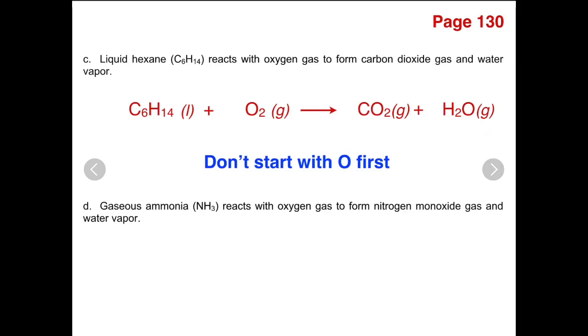Now, can we start with carbon or hydrogen? Either way, right? So you should be able to start with that. I'm going to start with, let's say, carbon then. So we have 6 carbon, so I'm going to add 6 right here. We have 14 hydrogen. We have only 2 here, so I'm going to add 7, right? So 6 carbon, 14 hydrogen, 7 times 2 is 14. So we also have 14 hydrogen as well.